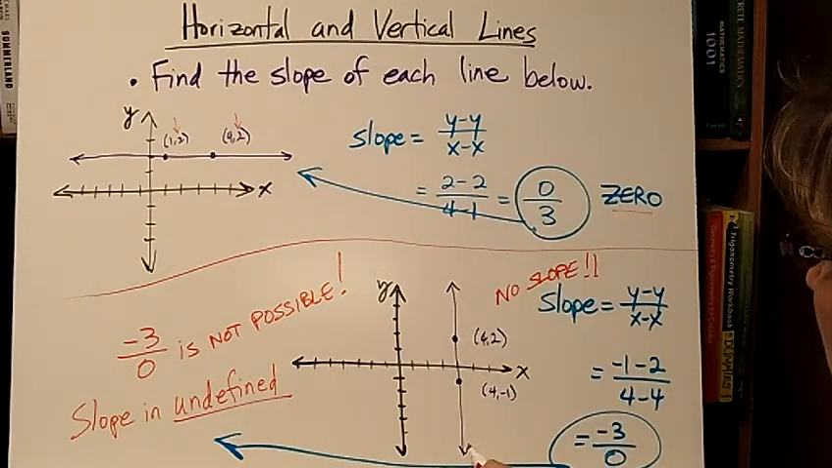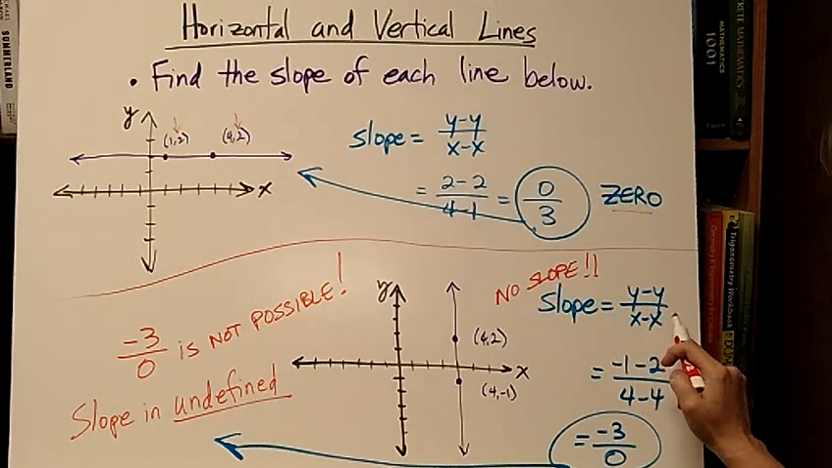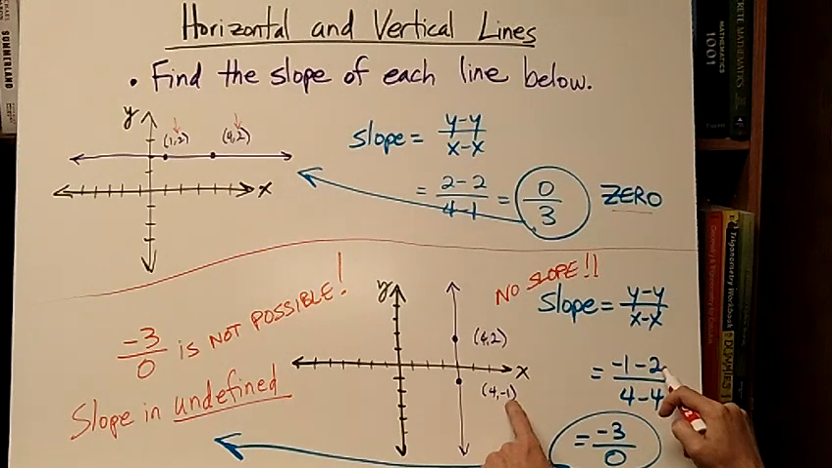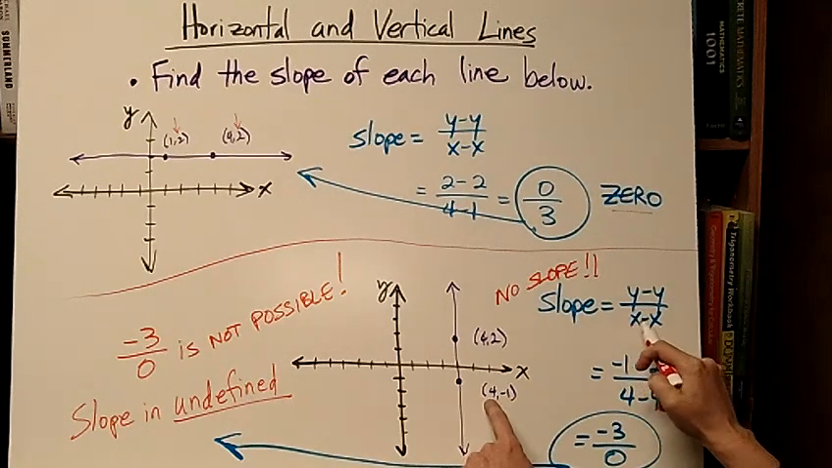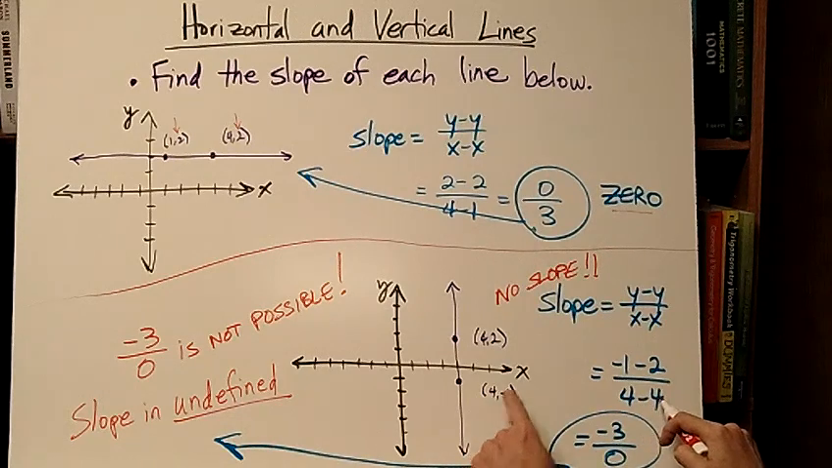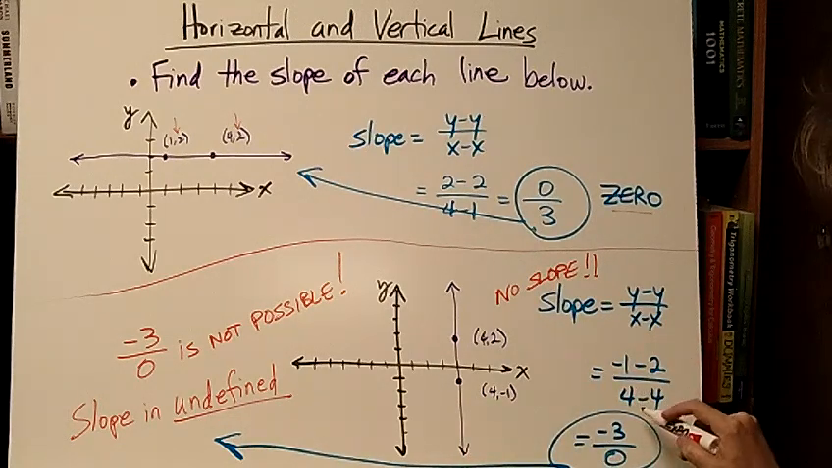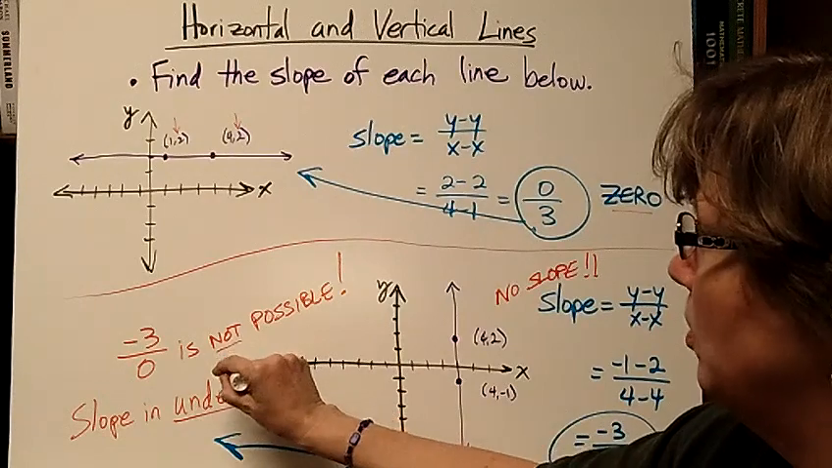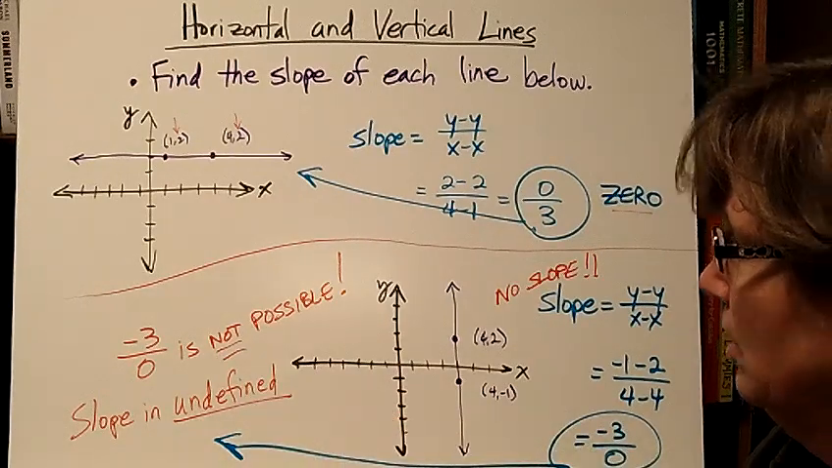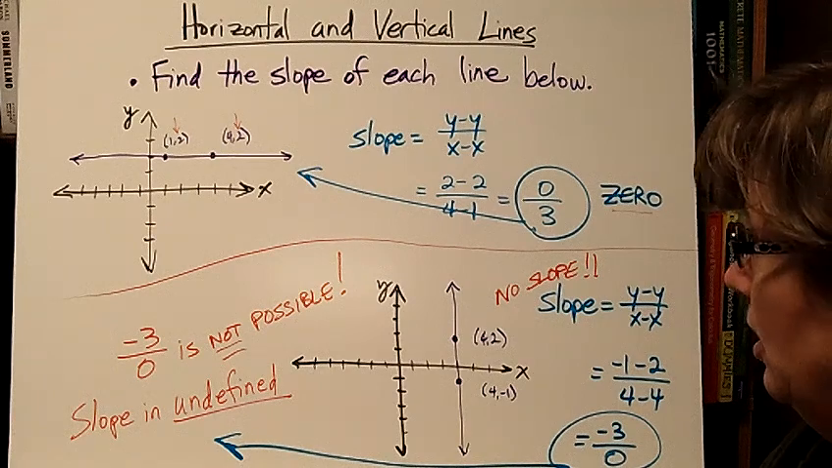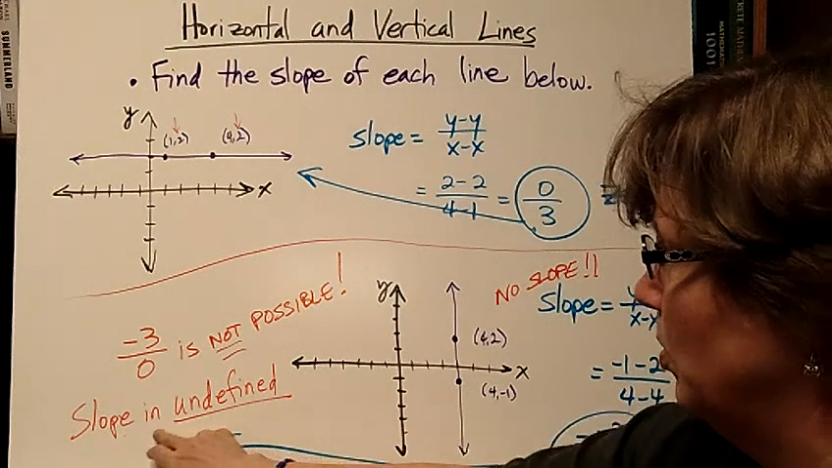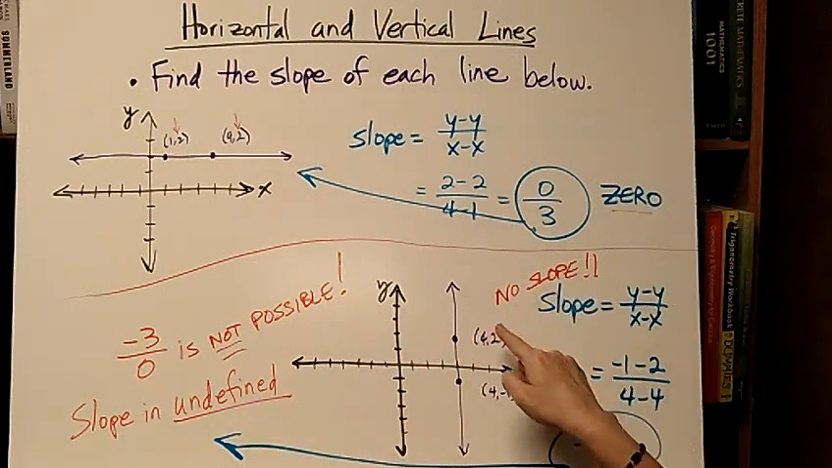What about the vertical line? You are going to again take your y's on the top. So you have a -1, take away 2. On the bottom, you have your x's, the differences in them. So you're going to have 4, take away 4. If you recall in fractions, we ended up here with a 0 on the bottom. We cannot do that. It's mathematically not possible. You cannot put the 0 on the bottom of a fraction and it make any sense. So this is considered an undefined slope. We can also say there is no slope.